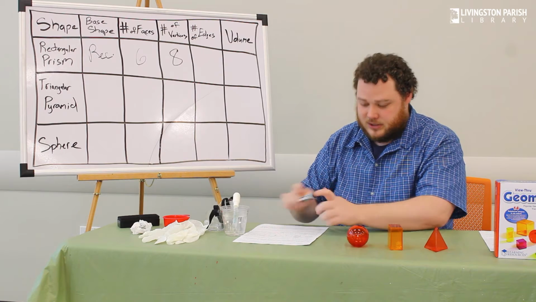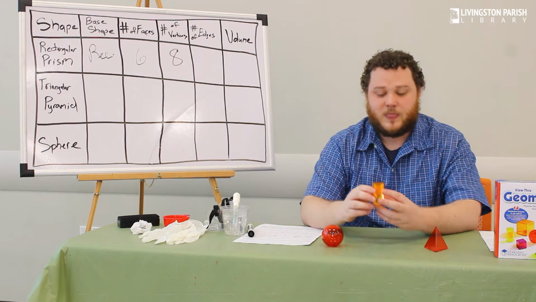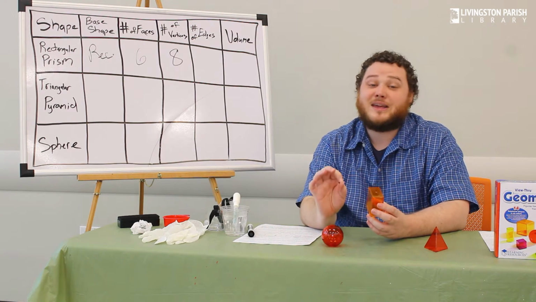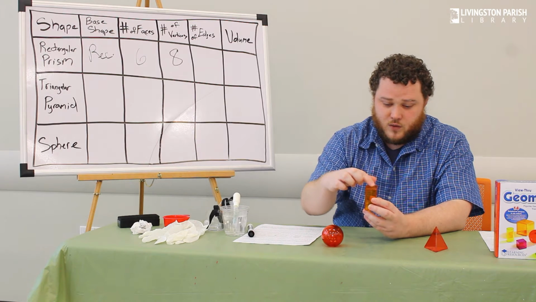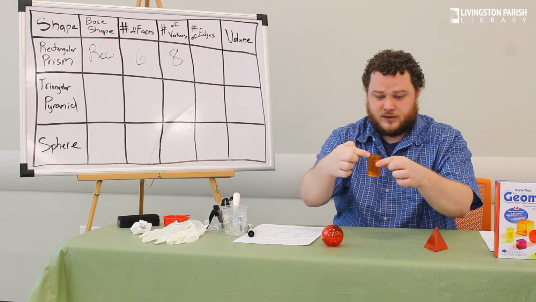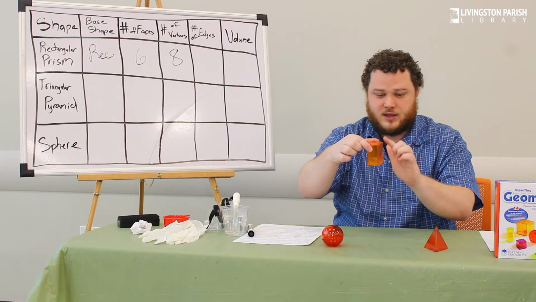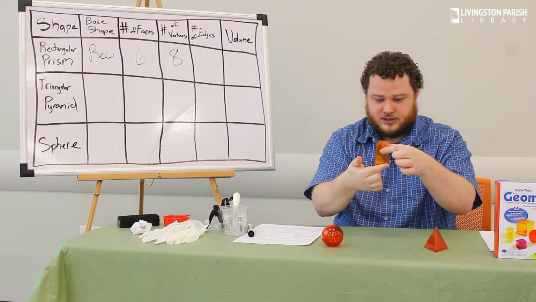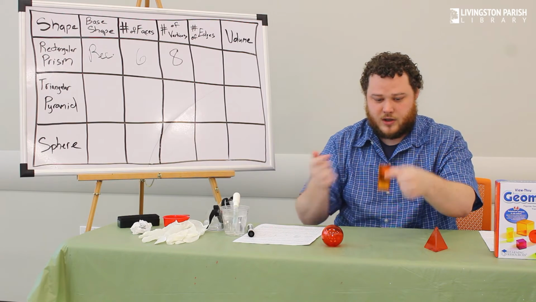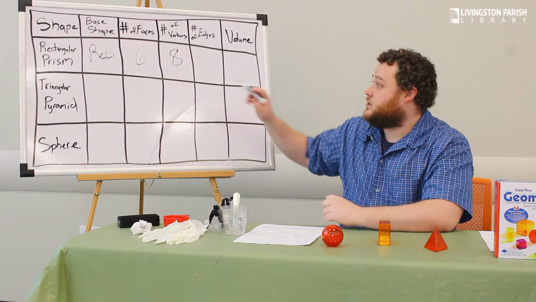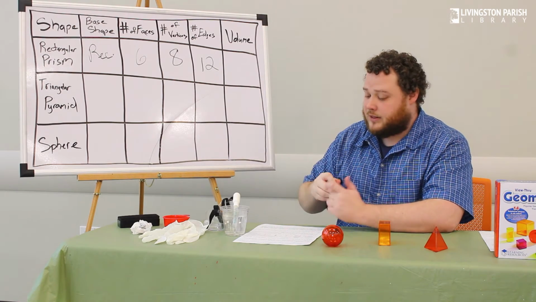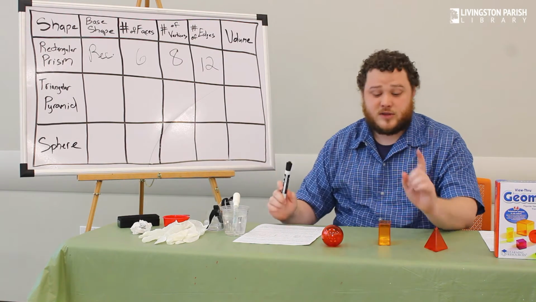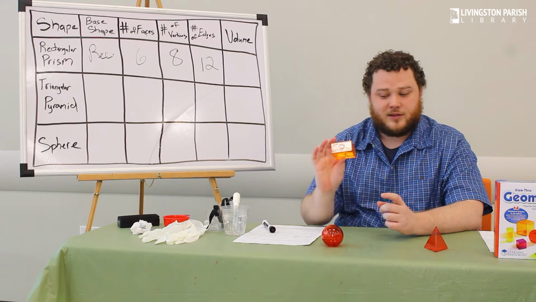And edges. It's kind of hard to count an edge, it's hard to keep track of the edges. So there is 1, 2, 3, 4, 5, 6, 7, 8, 9, 10, 11, 12. 12 edges in a rectangular prism. All right, let's address volume in just a second because it's going to take me a little while.